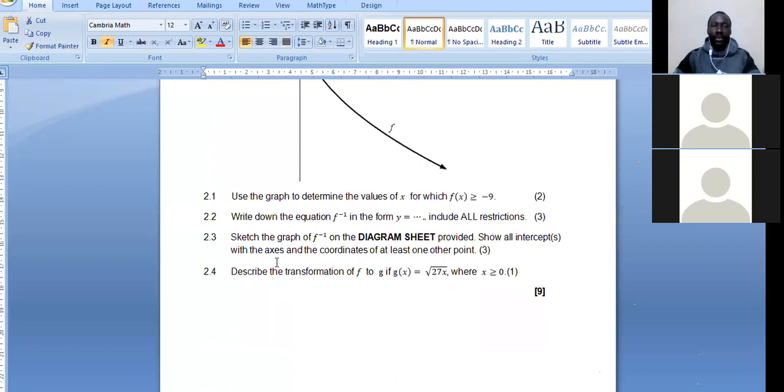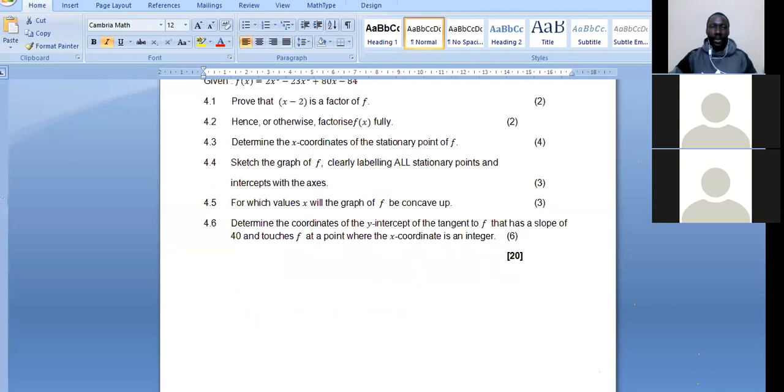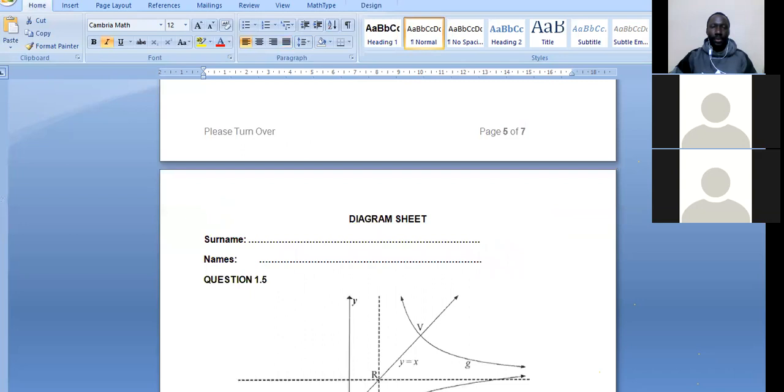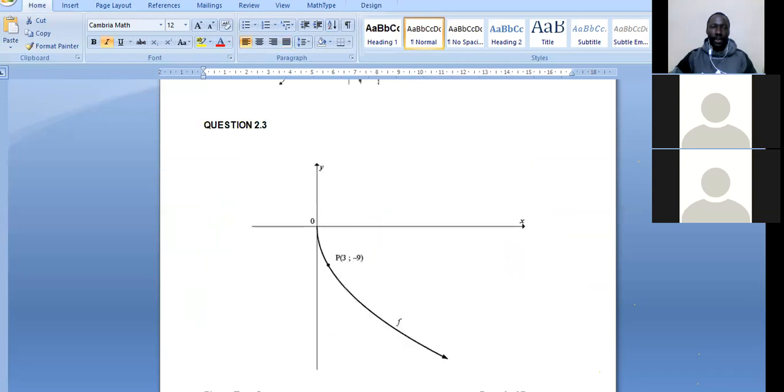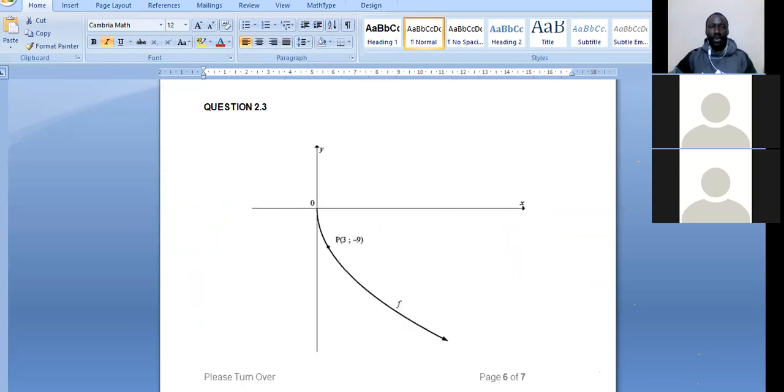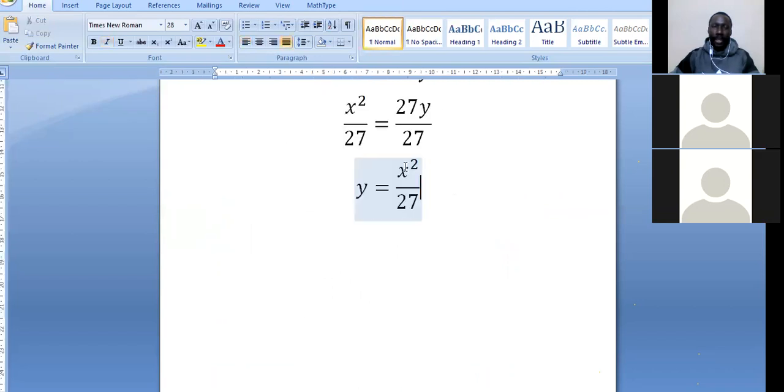Now, this question is requiring us to sketch the graph of the inverse function of x on the diagram sheet. All right, so the diagram sheet is right down here. Yes, this is for question 2.3. We are supposed to make a sketch of the inverse function. Well, we calculated the inverse function as this value.